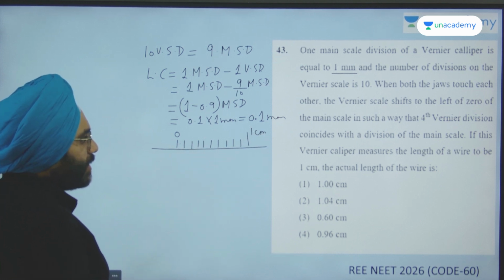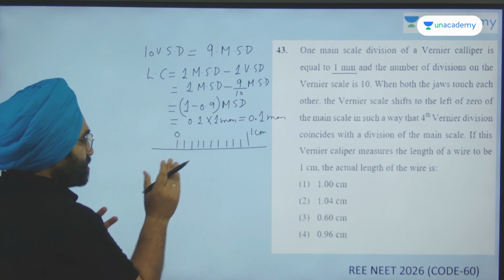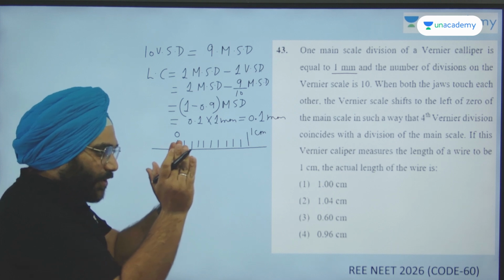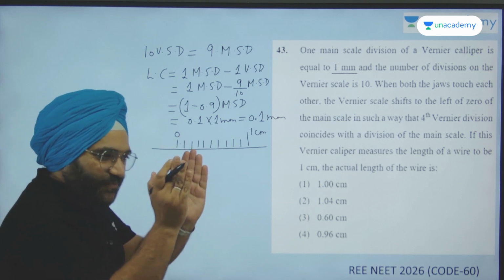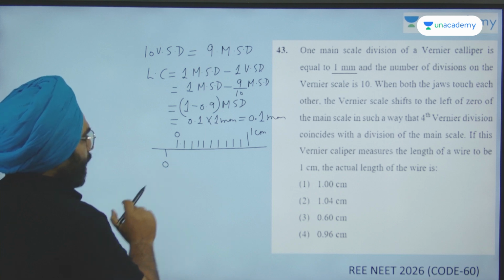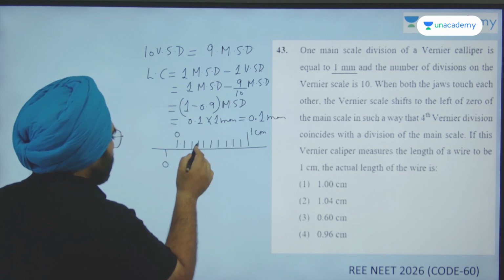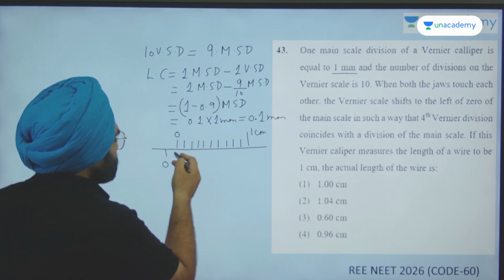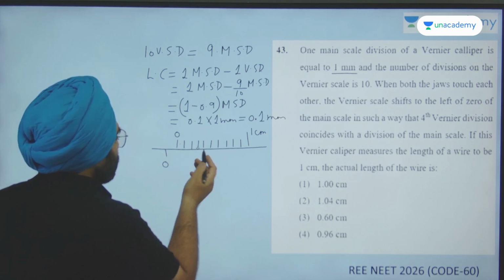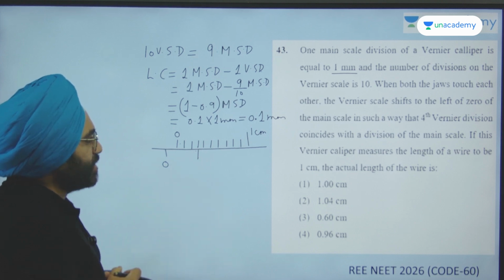Now they are saying, when there is no gap between the jaws, you are not keeping anything between the jaws, the vernier is here, understood? And the fourth vernier division coincides with a division of the main scale. So the fourth division will be coinciding, let's consider somewhere here. Got it? So how do you solve the question in this case?